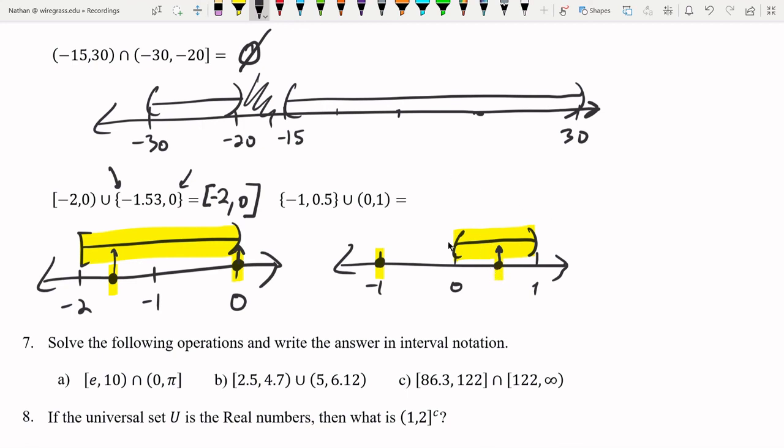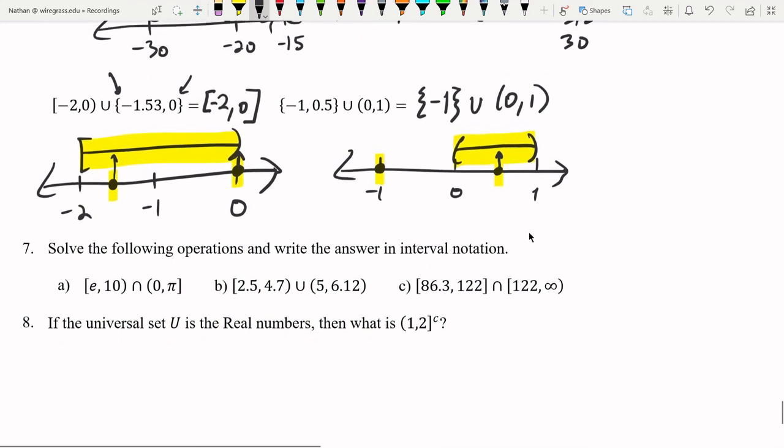So we have to write it using a union. And since it's a single element, I'm going to use it as a set. This set of -1 unioned with 0 to 1. And that's our answer. We have to use the union again because there's a disjoint between these two sets. But since we're unioning them together, they are one entity. It's just a weirder way of writing it with the interval notation.